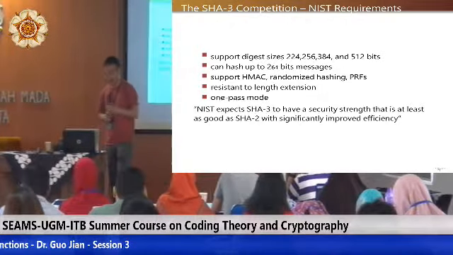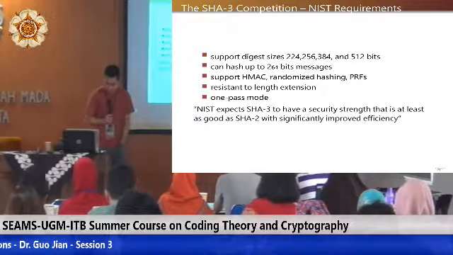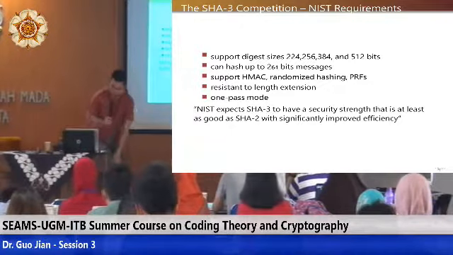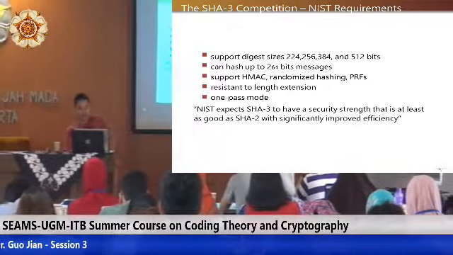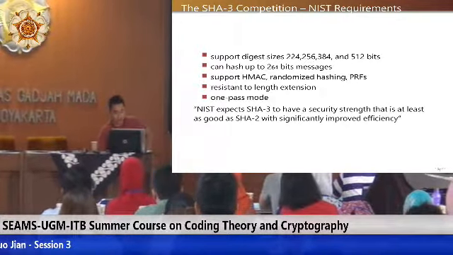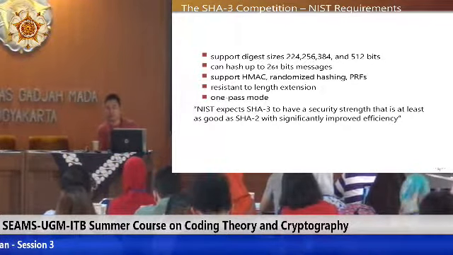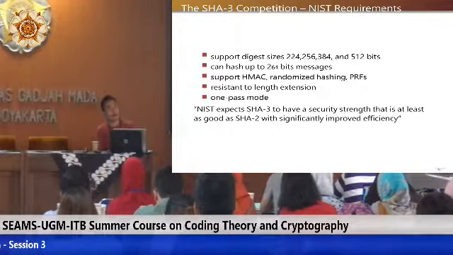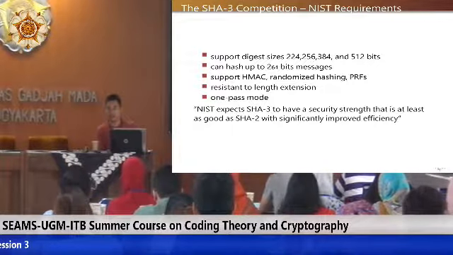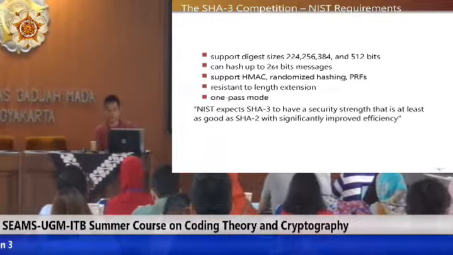Okay, a bit more about the SHA-3 competition. The SHA-3 hash function is supposed to support digest sizes of 224, 256, 384, and 512 bits. It should be able to hash messages up to 2 to the 64 bits. So 2 to the 64 is huge, okay? 2 to the 30 is gigabits. 2 to the 40, that's terabits. 2 to the 50, that's petabits. So that's huge.